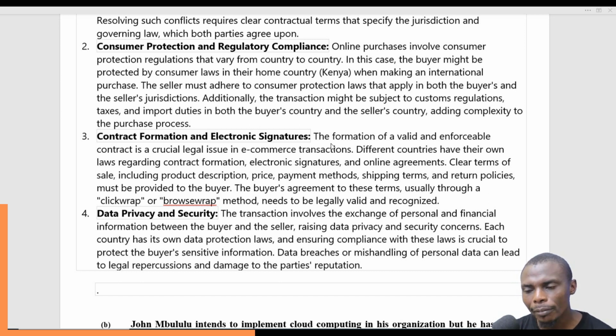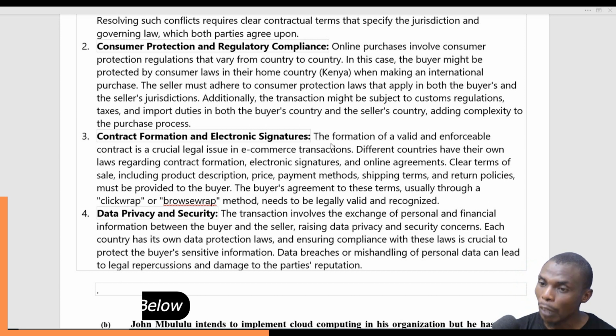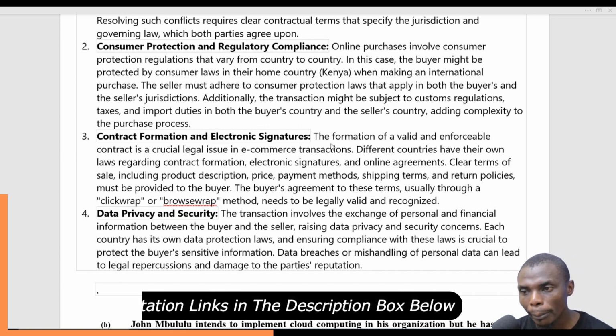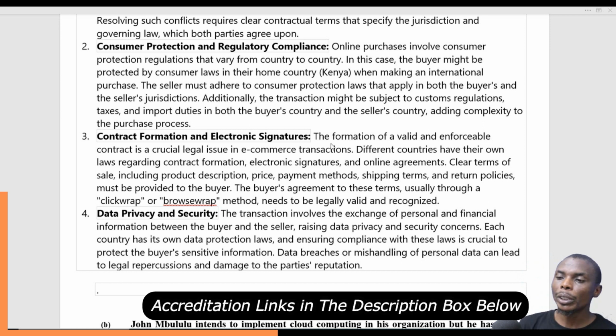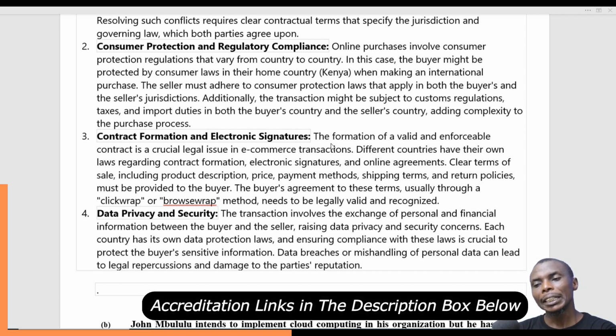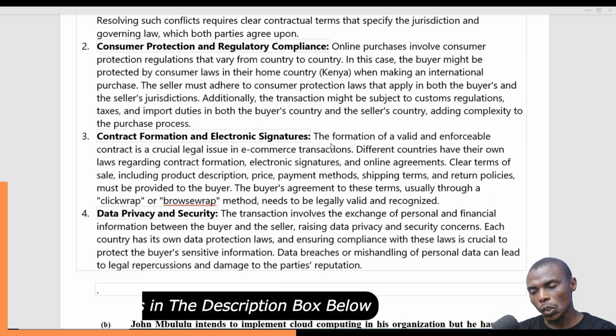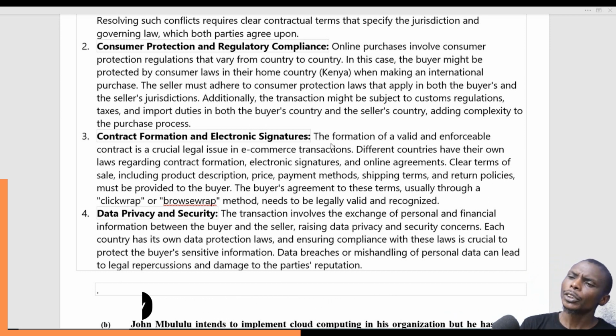Then we have data privacy and security. This transaction will involve exchange of personal information, even financial information or payment, between the buyer and the seller. So this must raise a question of data privacy and security concern, because each country again has its own data protection law, and ensuring compliance with these laws is crucial to protect the buyers' sensitive information that they have shared in e-commerce.